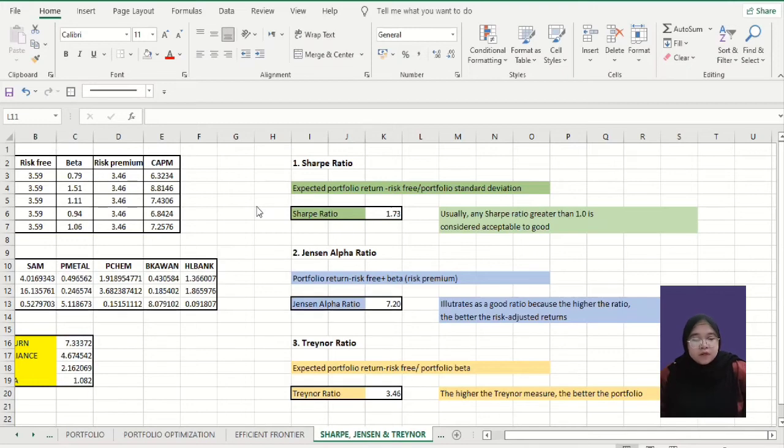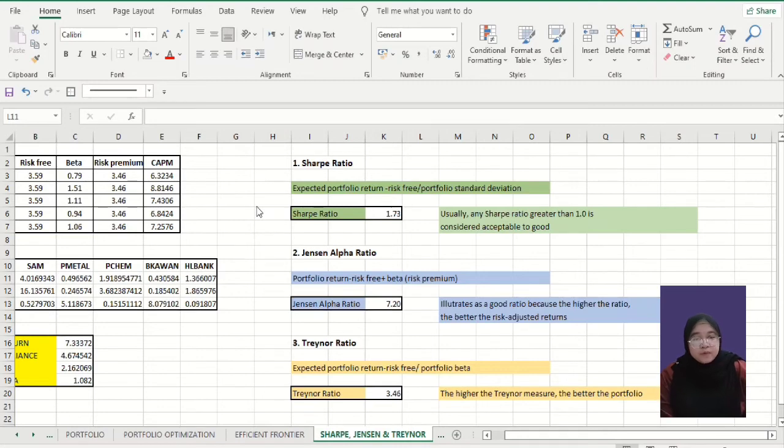Second, the Jensen alpha ratio, and the amount is 7.20. Here I can illustrate that it is a good ratio because the higher the ratio, the better the risk-adjusted return. And the last one is the Treynor ratio, and the ratio is 3.46. We can say this is quite good because a higher Treynor measure indicates that the portfolio has better performance.